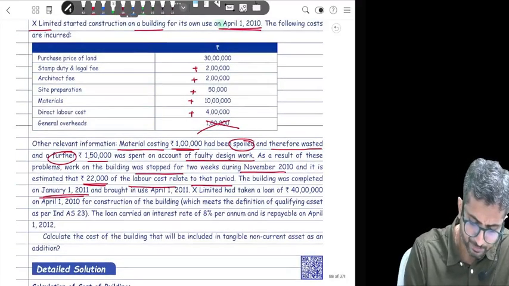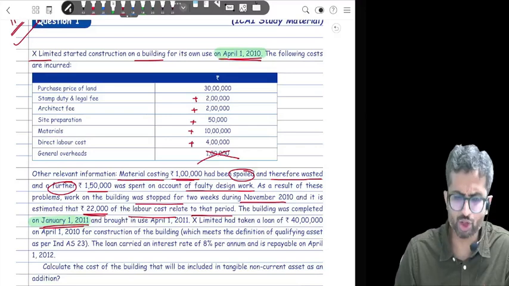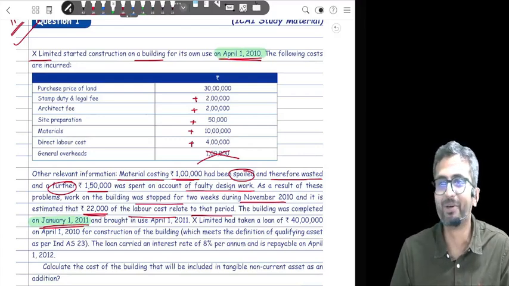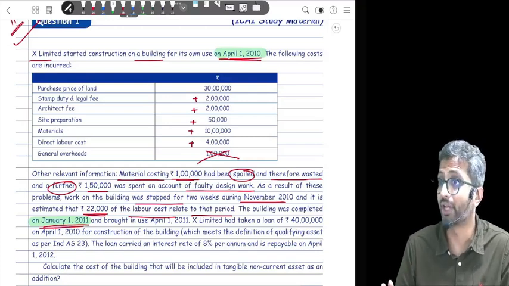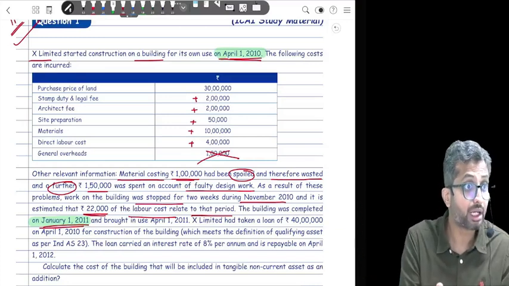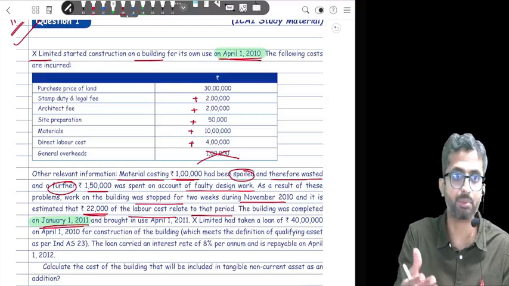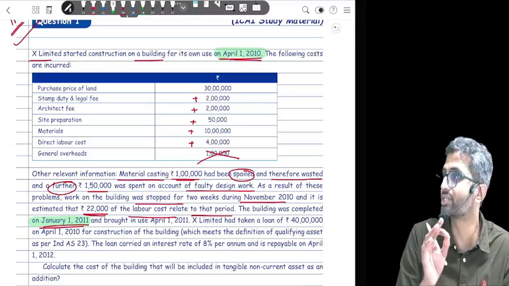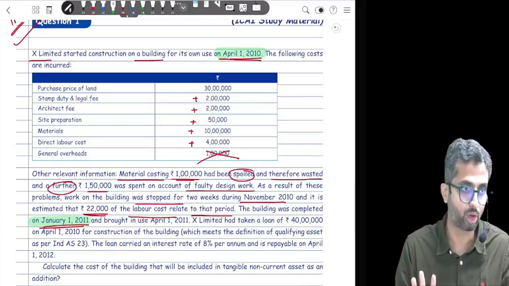When did it start? 1st April 10. When did it complete? 1st January 11. So approximately it took how many months? Difficult question. It took how many months? 9 months. Acha, is that a substantial period of time? No, it is not a substantial period of time. And as a result, if the question remains silent, is it a qualifying asset or no? But 12 months is not a necessary rule. If the question tells you that the company believes it is a qualifying asset, can you still treat it as qualifying? Yes. So in the exam, if the question was silent, you will not treat it as a qualifying asset. But if the question tells you, then you will solve accordingly.